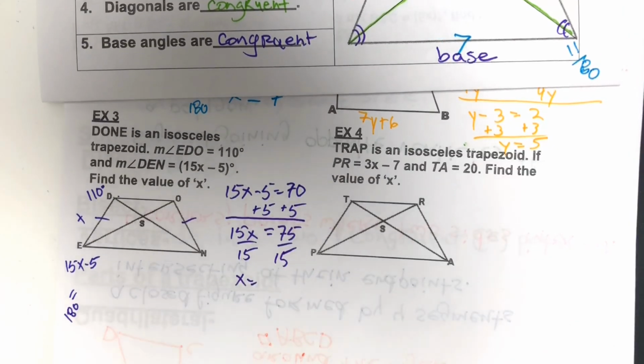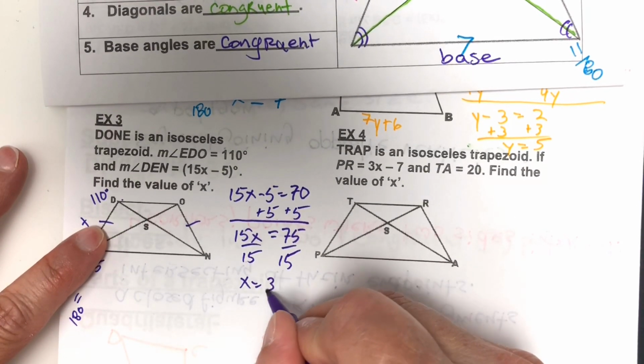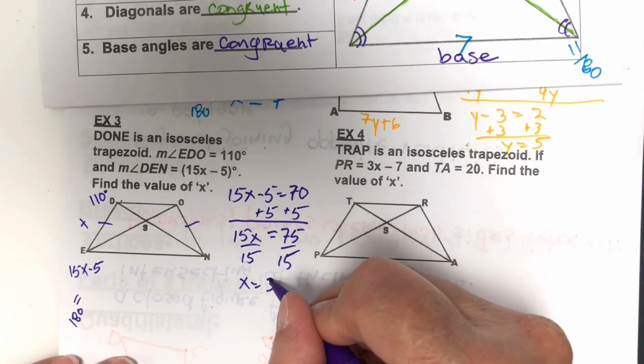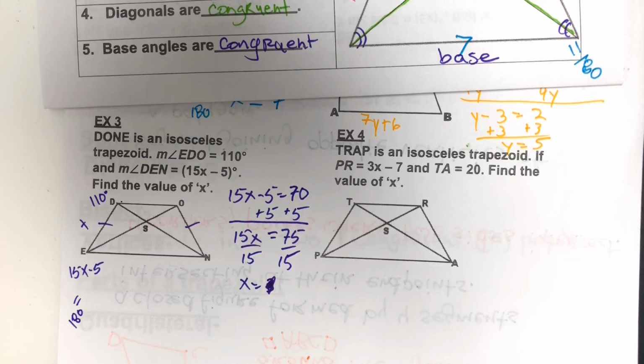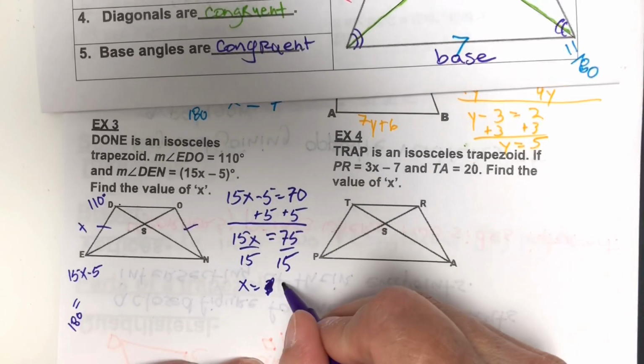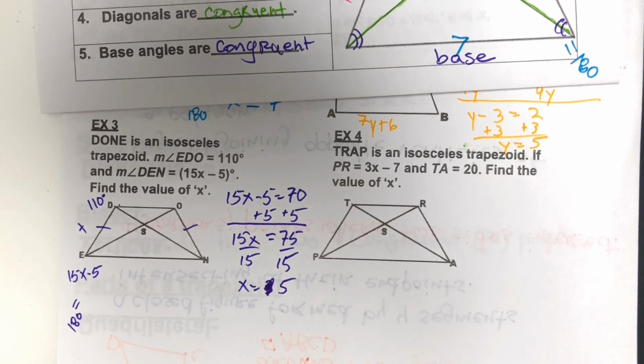X equals 15. 2 15s is 30. 3 15s, 75. Is that right? 3? No. 6 is 60. What? Good Lord, my head went out the window. 2 15s is 30. 4 is 60. 5 is 75. Yes, there we go, 5.